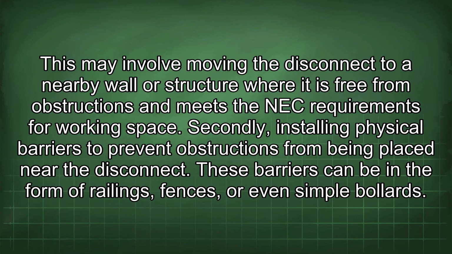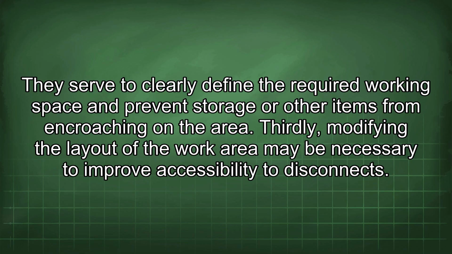Secondly, installing physical barriers to prevent obstructions from being placed near the disconnect. These barriers can be in the form of railings, fences, or even simple bollards. They serve to clearly define the required working space and prevent storage or other items from encroaching on the area.